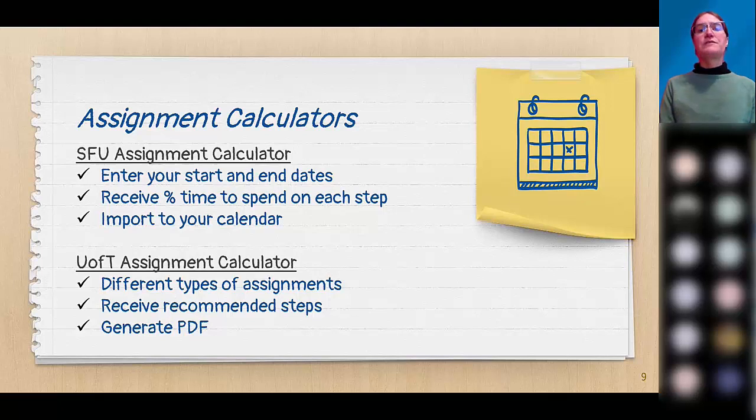Now I'll talk about a couple different assignment calculators you can try. There are many. The links to these are on our handout that you will be receiving from Crystal. The first one is an assignment calculator from Simon Fraser University. It breaks down the steps for you into recommended percentages, identifying the day you should begin each step. So for example, it might recommend 20% of the time for the research, 10% for outlining, 20% for drafting, and so on. This SFU version also allows you to import the first day of each step to your Outlook calendar, and the instructions for how to do this are on our handout as well.